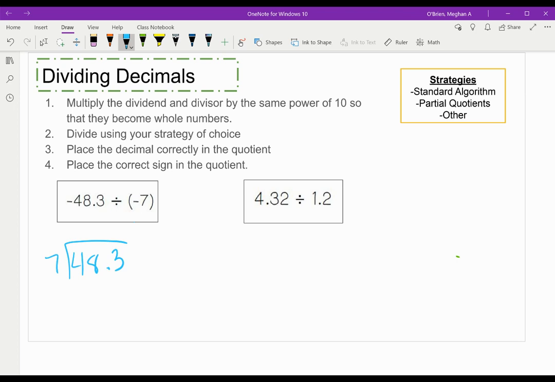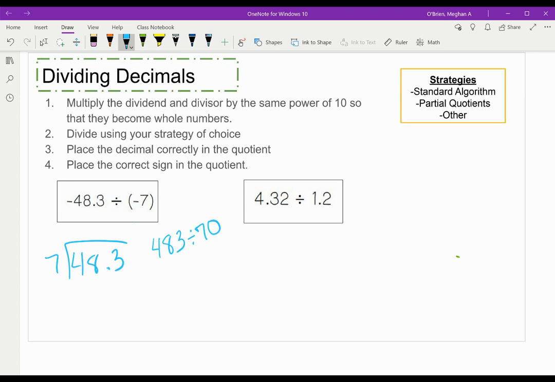That first step means that if I wanted to make the 48.3 a whole number, I could multiply it by 10, and that would become 483. But if I multiplied that one by 10, I would have to multiply the 7 by 10 as well, to keep the problem the same. And by all means, I can go ahead and do 483 divided by 70 because that quotient would be the exact same.